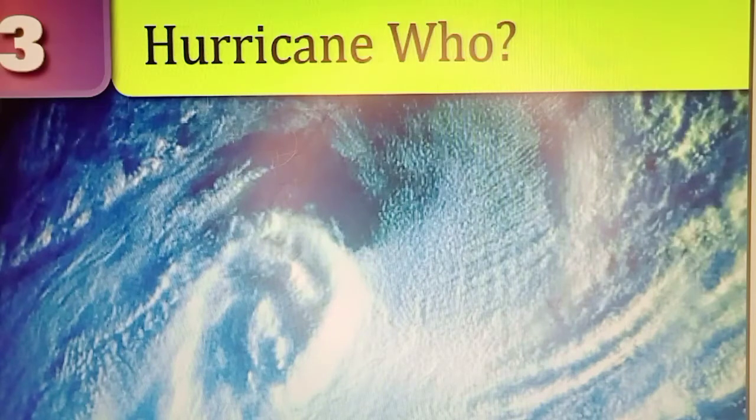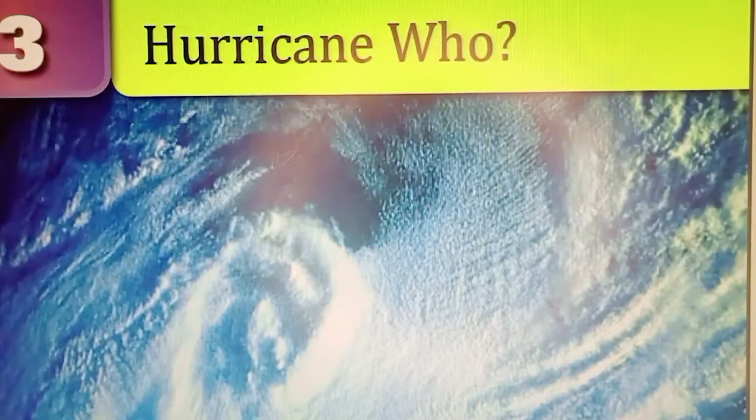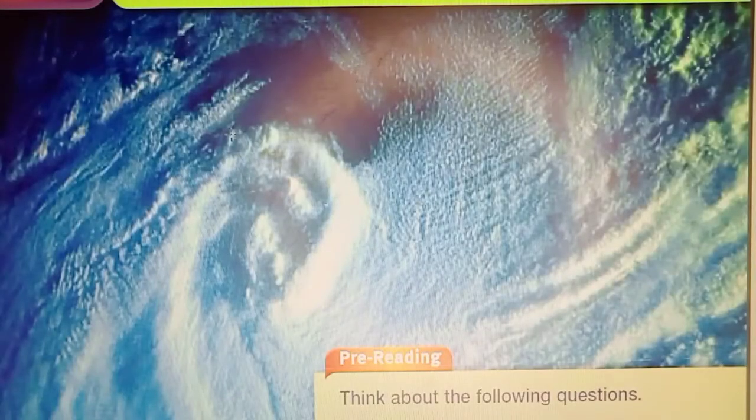Today we're going to talk about Unit 3, which tells us about Hurricane Who. Now, look at this picture carefully. What can you see? I can hear someone say, I can see a typhoon or a cyclone or a hurricane. Yes, that's right.